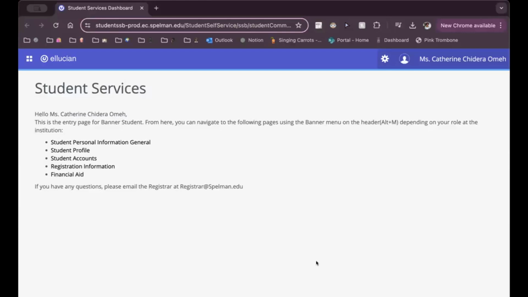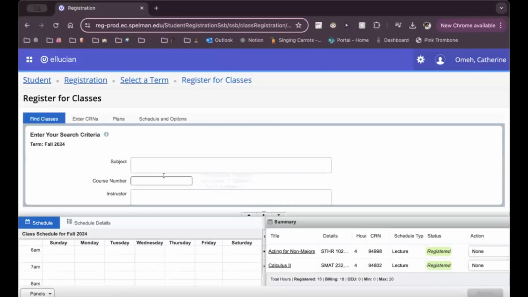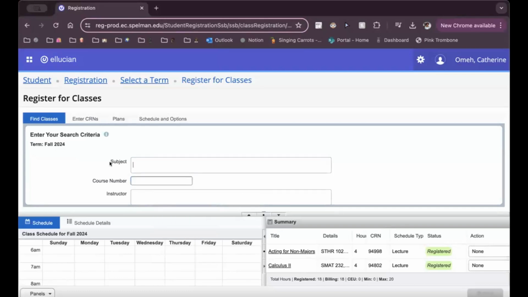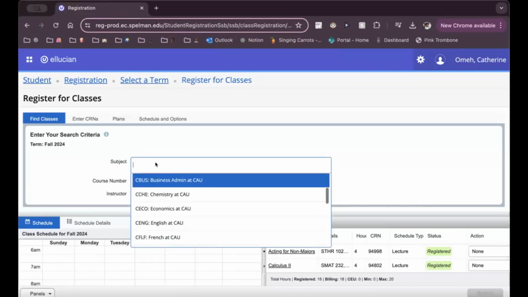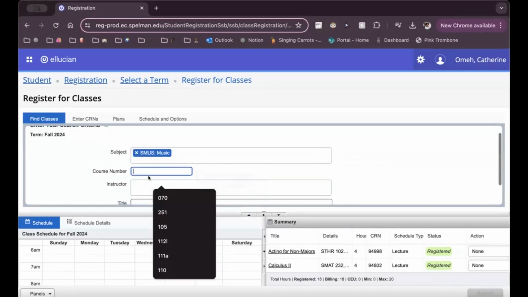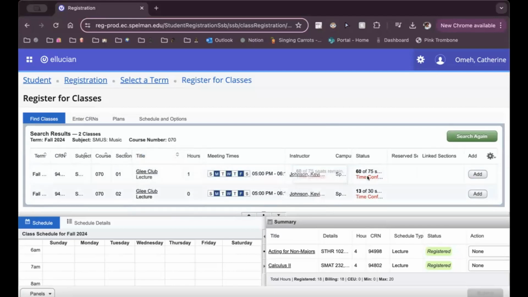Yes. Okay, great. So my school uses Banner to register for classes. And the way that we do it is we go to registration information, we go to register for classes, and we pick the specific term that we're registering for. And once we get there, we can type in the subject and we can type in the course number. So at Spelman, most of our classes start with S. So if, for example, I'm in Glee, I need to register for that. So I can type in the course code, which is music, and the course number, and then I can pick which class I'm going to register for.